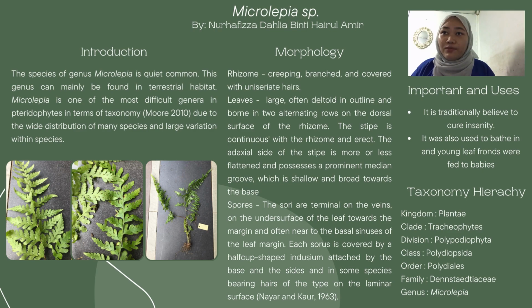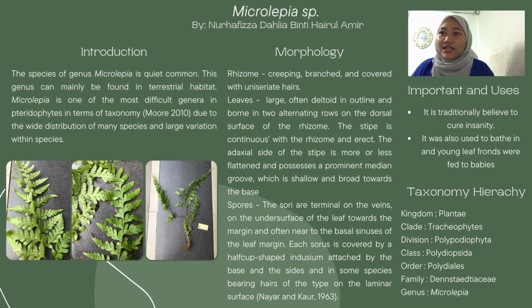Microlepia is one of the most difficult genera in Pteridophytes in terms of taxonomy, due to the wide distribution of the many species and large variation within species. So for the morphology, the rhizome is creeping, branched and covered with uniseriate hairs.